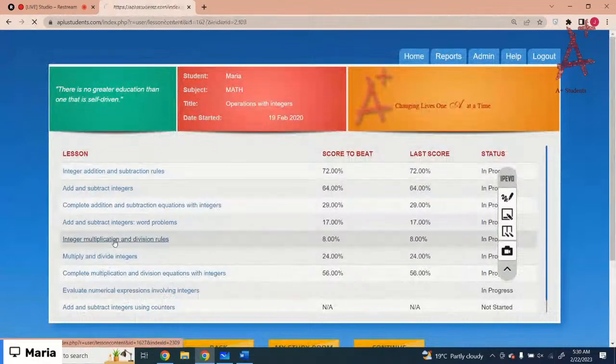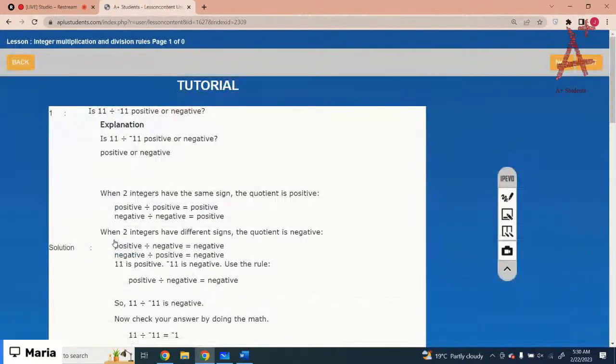The next lesson is integer multiplication and division rules. We are going to learn the rules for multiplying and dividing integers. Got it? They are very easy. You have to just keep them in your mind and use them when working on multiplying and dividing integers. Got it? So let me explain the rules. You can just note them down.